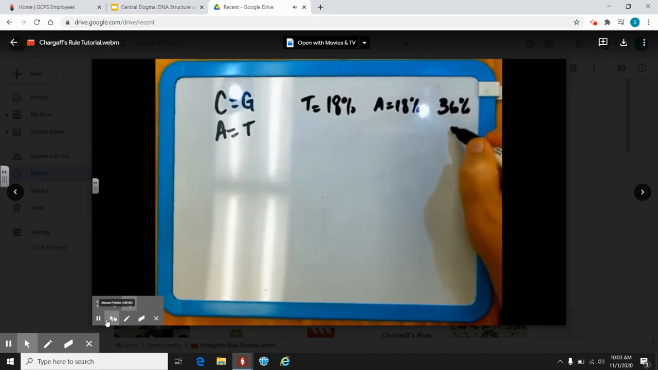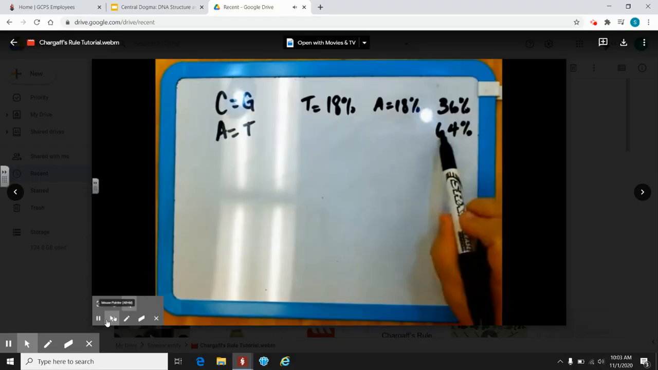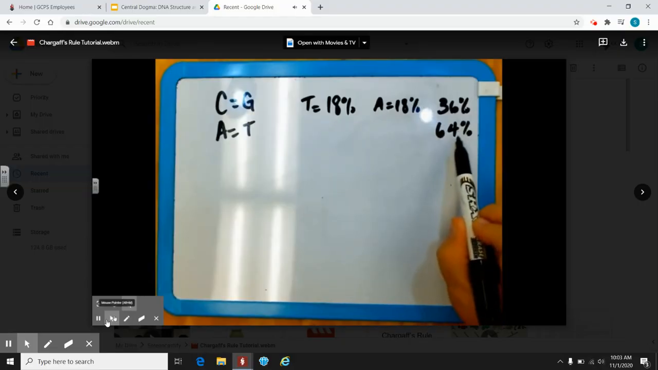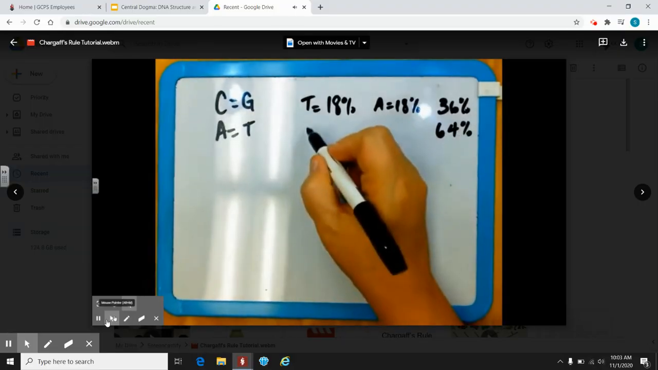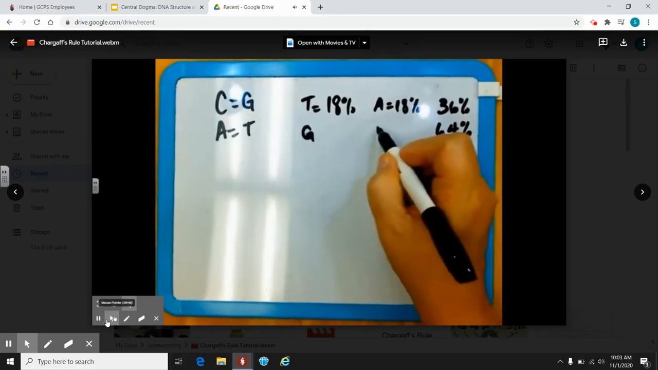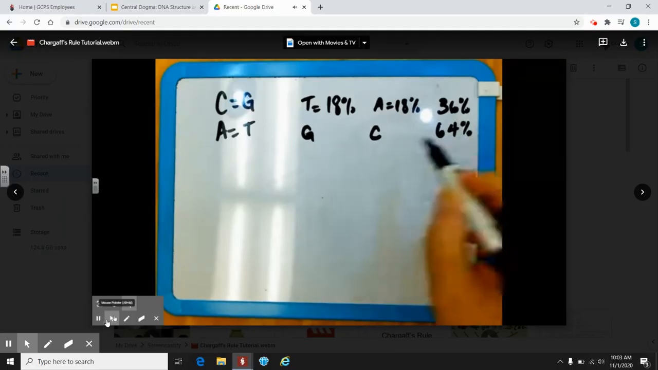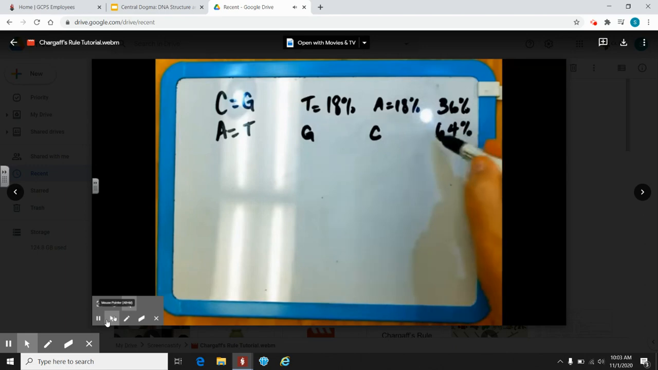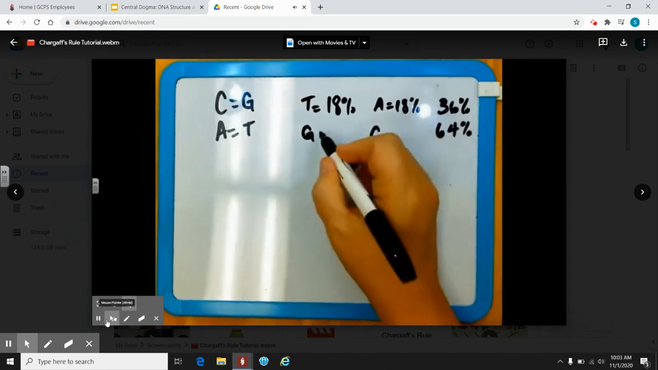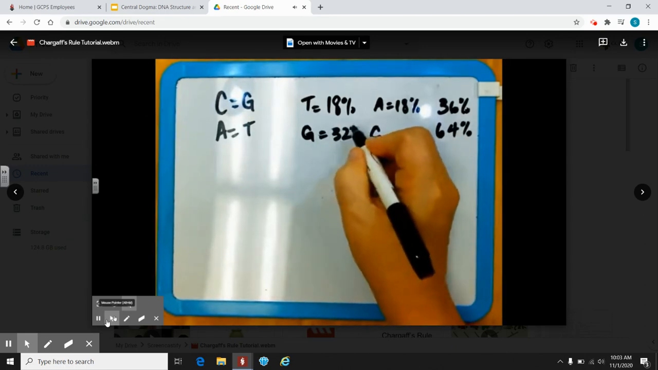Okay? So you will have 64% of the molecule will be G and C. Okay? And now, since 64% of the molecule is G and C, we have to figure out how much of it is G and how much of it is C. And since they're equal, we just split that between them. So it's 32%.